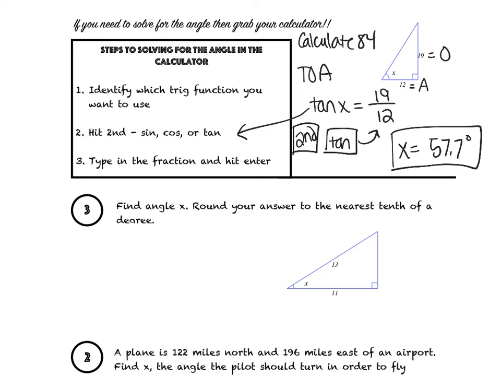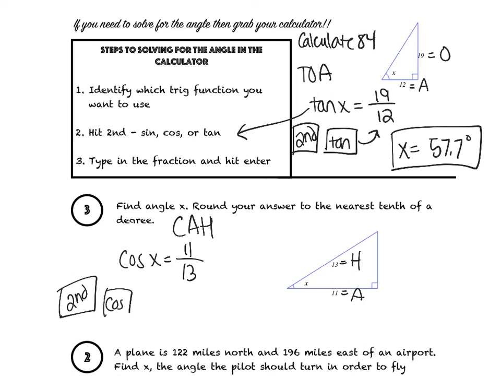In the next one, when you're trying to find an angle, we're going to use the second button on our calculator. For this one, we have to identify what 13 and 11 are. 13 is the hypotenuse and 11 is adjacent to X. That tells us that we're going to use cosine, CAH. So we're going to say cosine of X is equal to the adjacent, 11, over the hypotenuse, 13. Again, calculator, second, cosine, and then you punch in 11 divided by 13, and X is going to be 32.2 degrees.